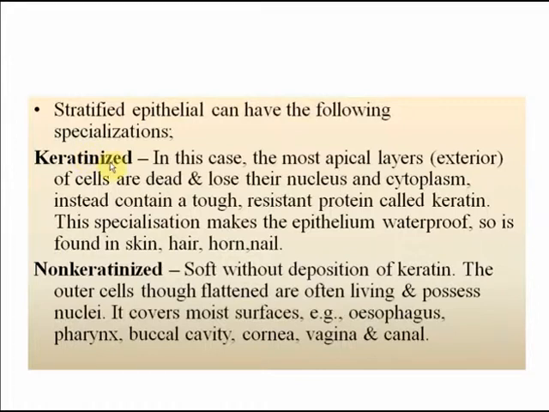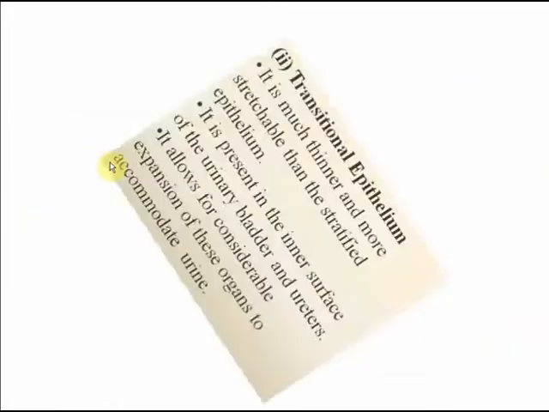Non-keratinized tissues are live tissues, soft, without the deposition of keratin. They are found in the vagina, cornea, buccal cavity, esophagus, etc. Non-keratinized epithelium is also found in the mouth.